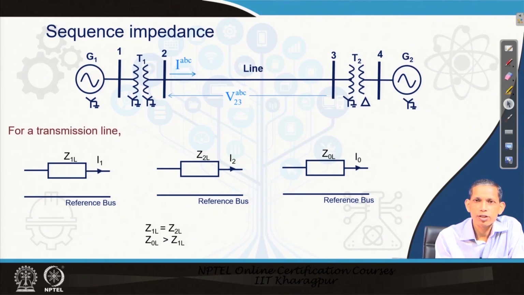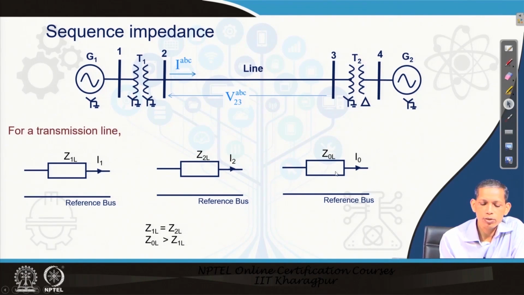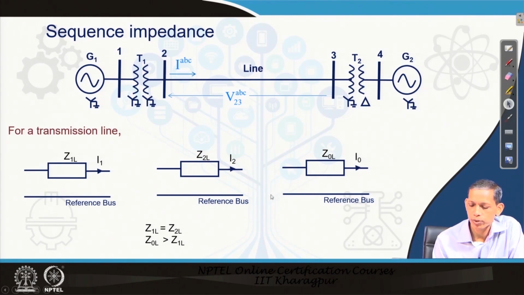The sequence impedance of the transmission line has positive sequence, negative sequence and 0 sequence, as we have seen in the earlier slide. These can be represented as Z1L for positive sequence for the line. Similarly, the negative sequence component can be represented as Z2L for the line, and the 0 sequence as Z0L. The associated currents flowing through the individual components are I1 for positive, I2 for negative and I0 for the 0 sequence component.